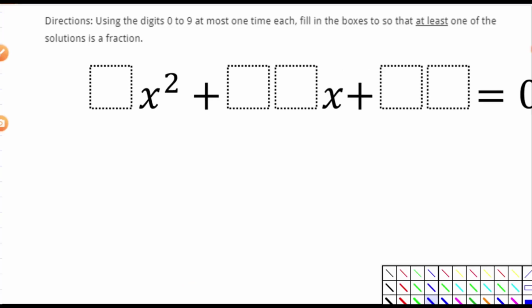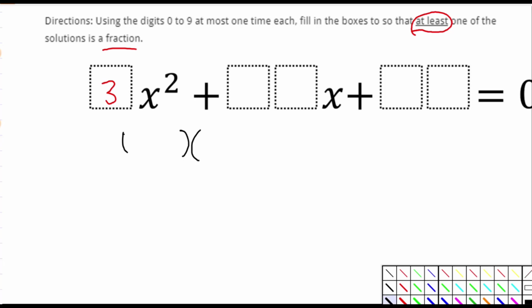Next problem, again, same type of problem. It looks like I have 2 choices for that middle term. I think I could have probably used the answer from last time, but I'm going to change it up. I like these problems because there's like a little puzzle. So again, we're looking for at least one solution is a fraction. So when we're done with this, let's just make sure we have that. So I'm going to try a 3 here for this coefficient.